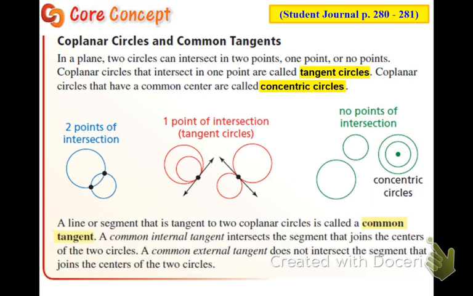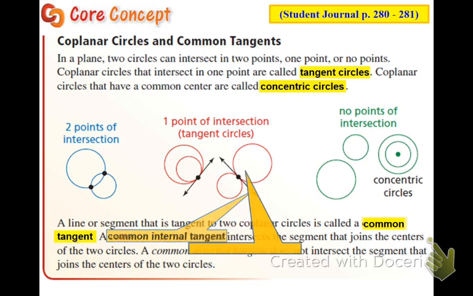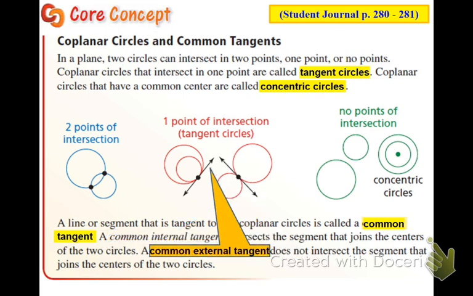That's why the bottom, a line or segment that is tangent to two coplanar circles is called a common tangent. So if you look at the red circles, there's a black tangent line, a black tangent line. Those are common to both the circles. There's an internal. Internal means inside, so internal tangents are going to be between the two circles, and external tangents are going to be outside of two circles. So there's going to be a pattern between them.